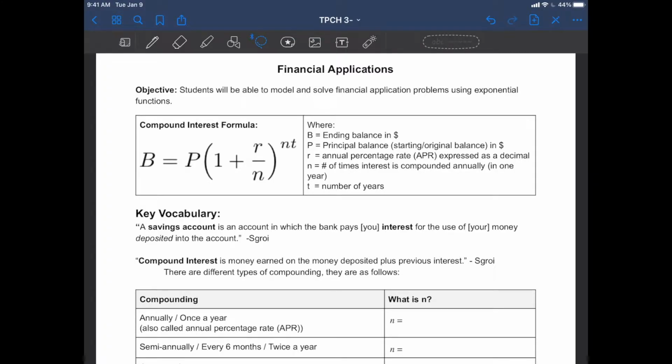Welcome to our notes on financial applications. Students will be able to model and solve financial application problems using exponential functions.